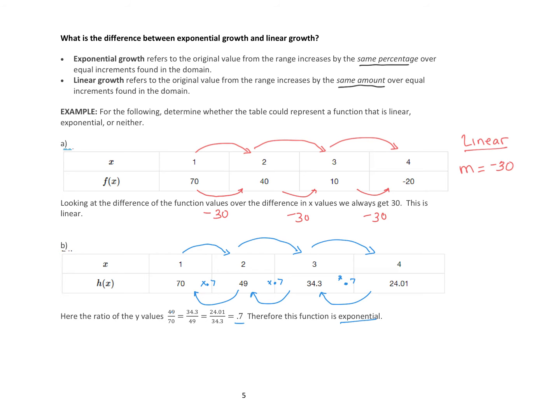This one is exponential, and our growth factor, well, in this case it's actually a decay factor because it's less than 1, is 0.7. We'll talk about that a little bit further in the next couple of examples.